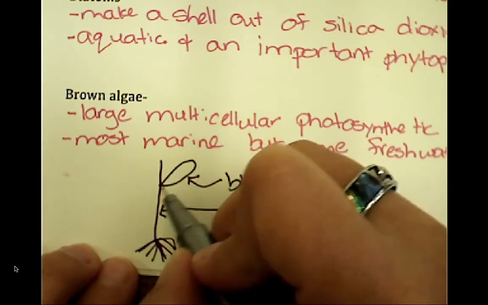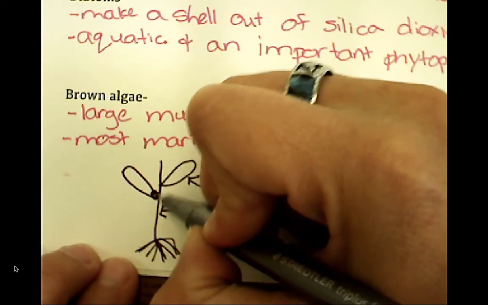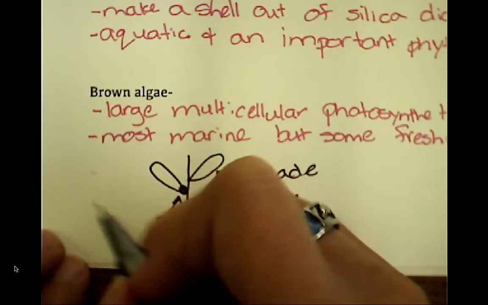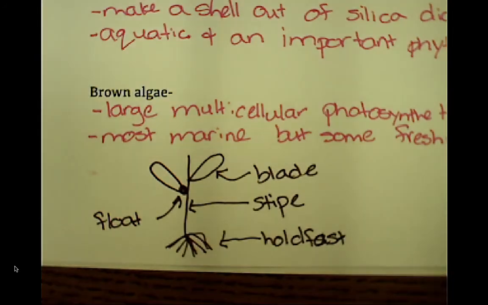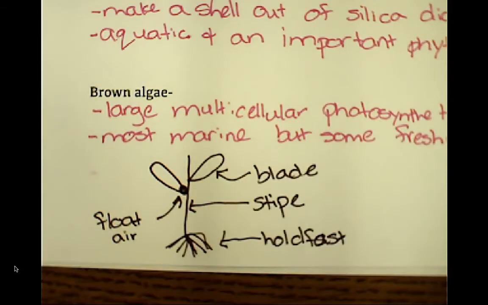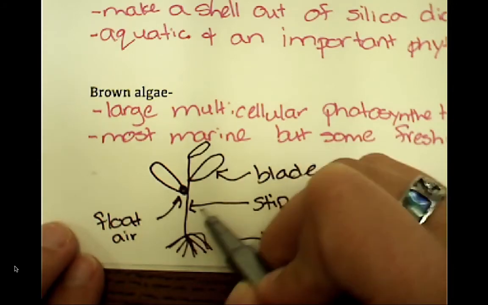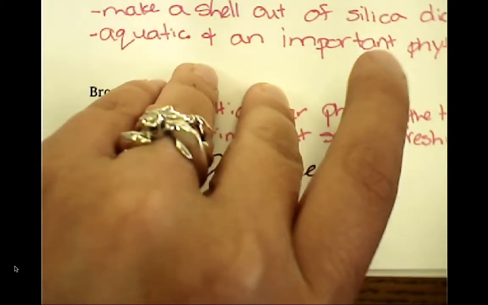And a lot of times along their blades, I'm going to draw another one here, they have a little tiny float right there. It's usually just an air pouch. So that's called a float. There's a fancier name, it's nematocyst, but it's just a float. It's just air. It helps them reach the sunlight. And not all of them have the float feature because some of them live in shallower water. So it's kind of the basic structure of a brown algae.